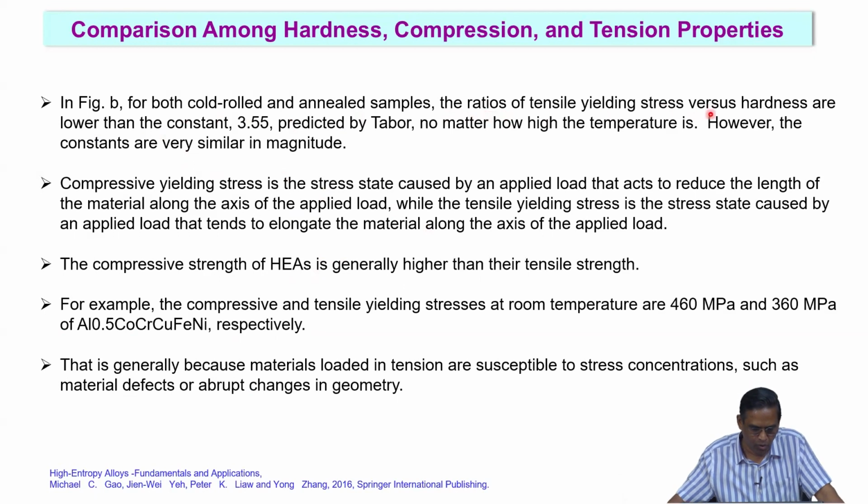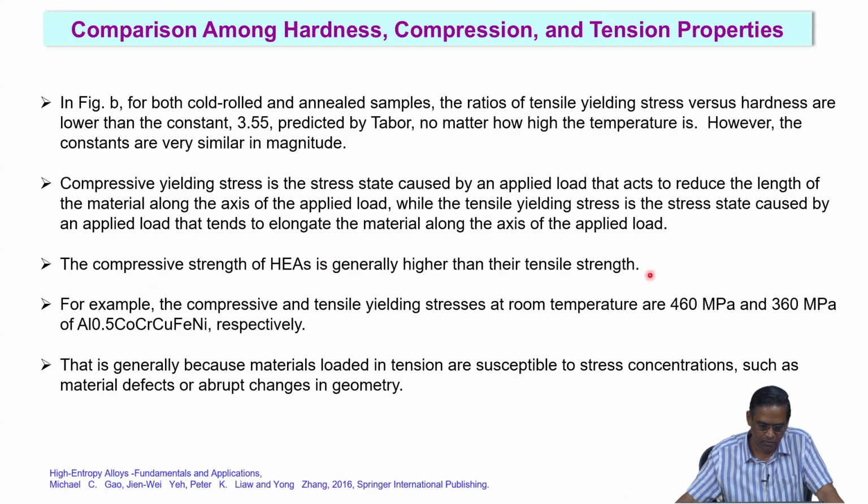So, you have both cold rolled and annealed samples. The ratio of tensile yielding stress versus hardness is lower than the constant 3.5 predicted by Tabor. Somebody has modeled it. No matter how high the temperature is, however, the constants are very similar in magnitude. Compressive yield stress is the stress state caused by the applied load that acts to reduce the length of the material along the axis of the applied load, while the tensile yielding stress is the stress state caused by the applied load that tends to elongate the material along the axis of the applied load.